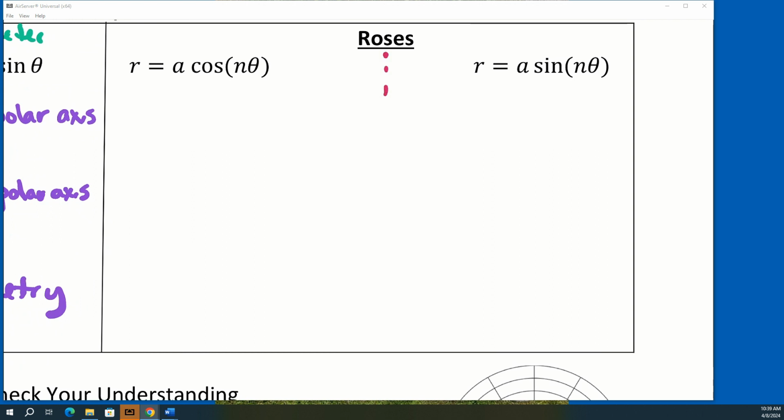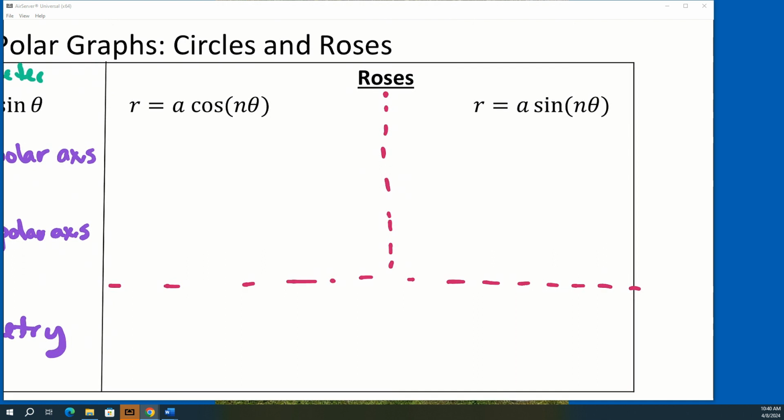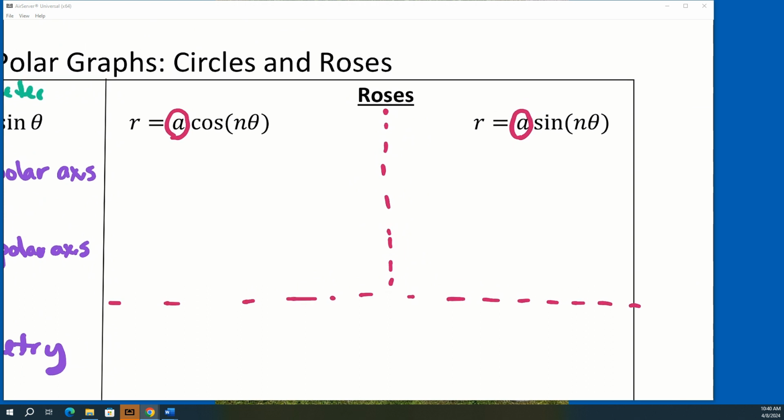So on this, we're not going to go all the way down in our division because there's something we're going to write that is the case for both graphs. All right, so on the original circle, that A was the diameter. Do you guys know what A is on the roses? It's okay. It's the length of the petal. Length of each petal, I should say.